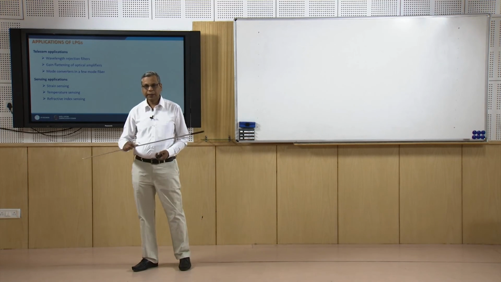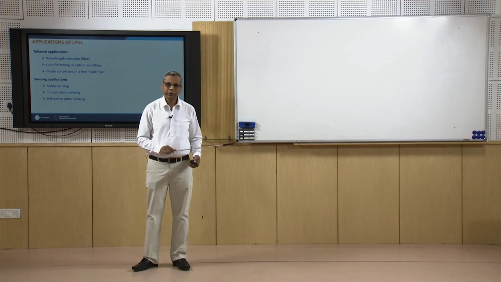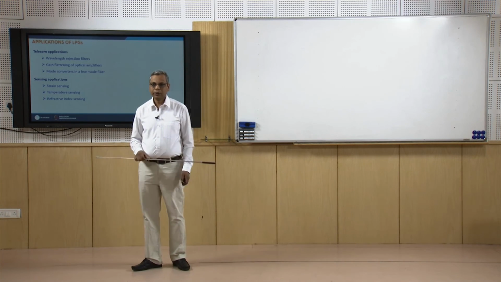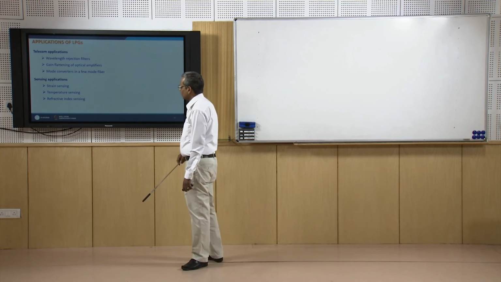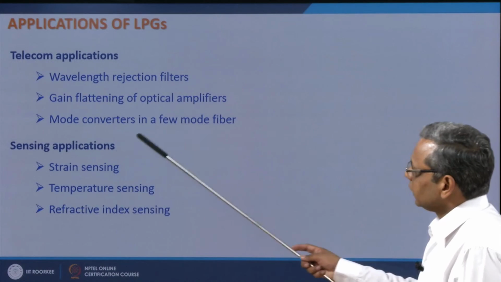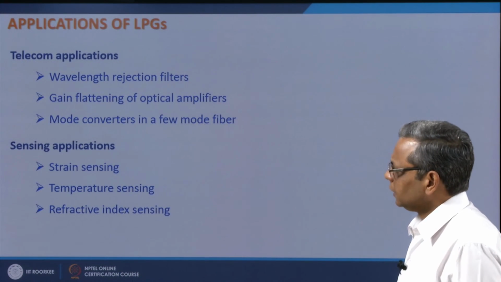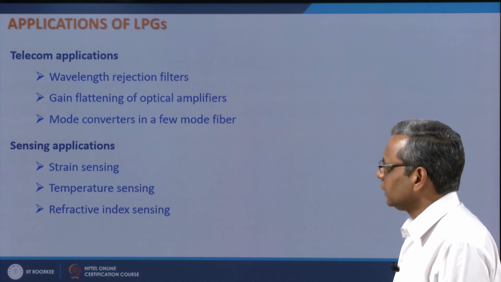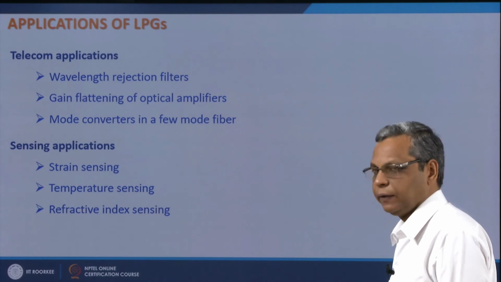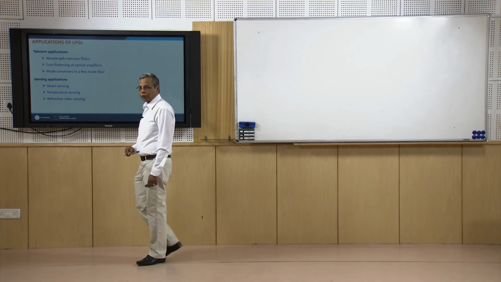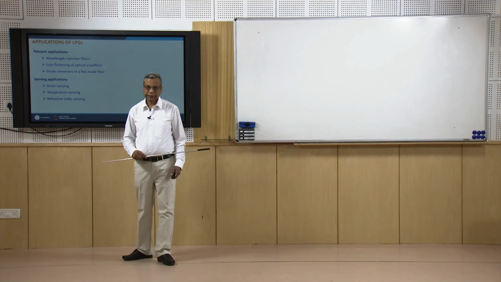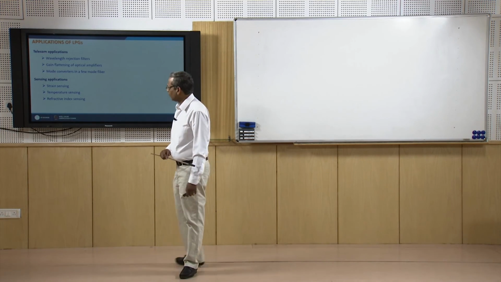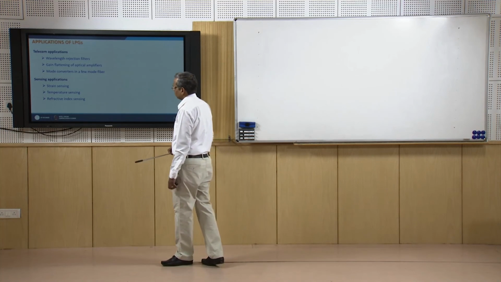So, instead of coupling light from core mode to cladding modes, if you couple light from one core mode to another core mode, then you can make a mode converter. Then you can also have sensing applications, just like you had with fiber Bragg gratings. You can have strain sensing, temperature sensing, and also refractive index sensing, if you expose the core of the fiber to the external medium or analyte of different refractive indices.